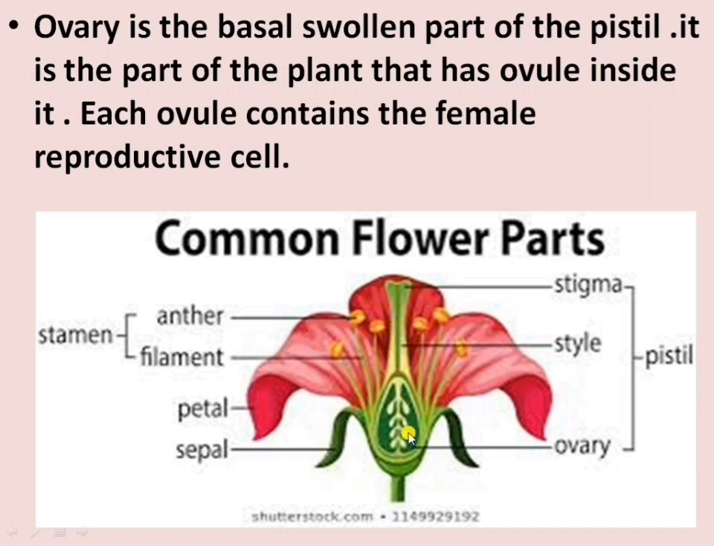Here is the pistil, or we can say the carpel also. Pistil is the female part of the flower and it is made up of stigma, style and ovary. This is the stigma. Stigma is a sticky bulb present in the center of the flower and it receives pollen grains, the male reproductive part, on the stigma.